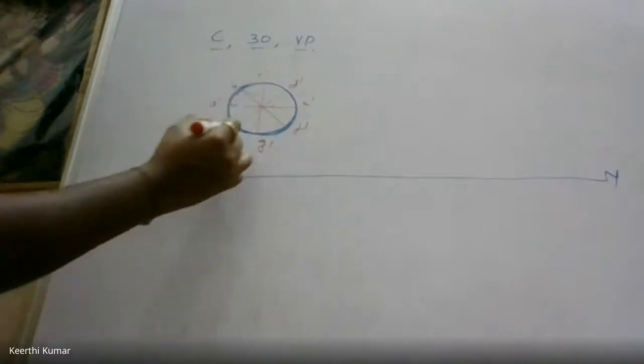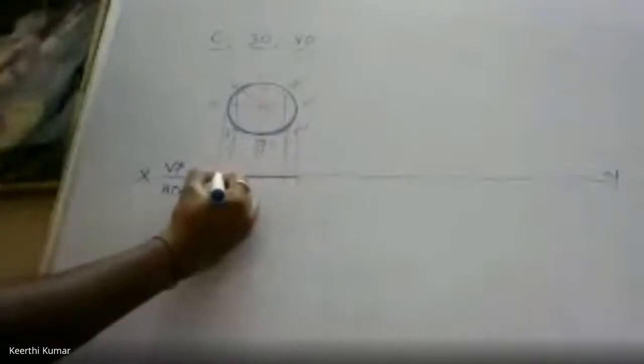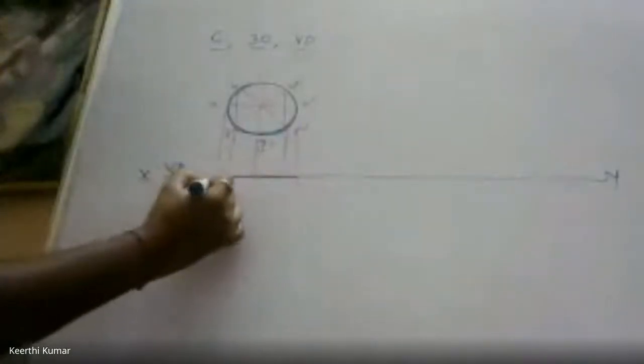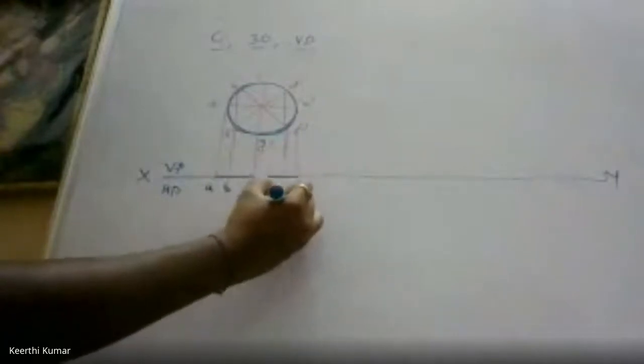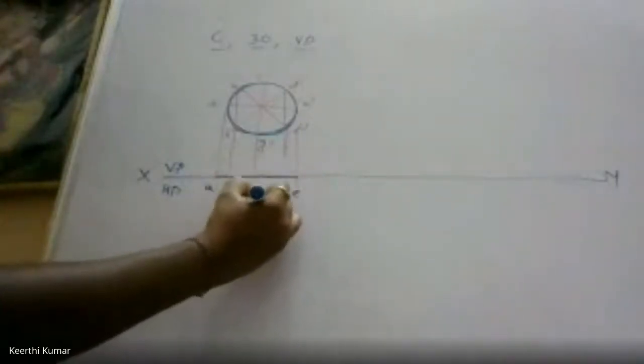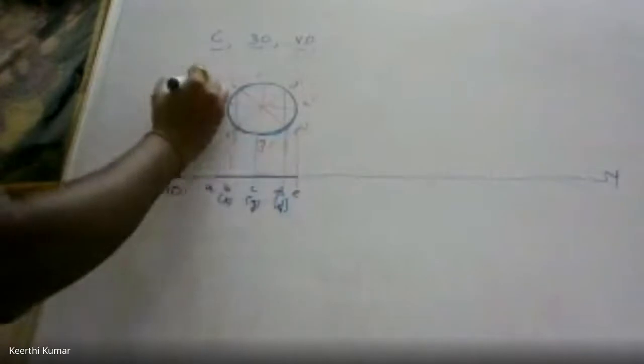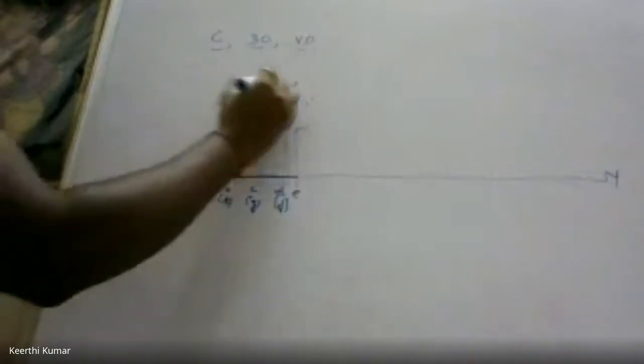Take the projection. Next, in the top view, how will it look? It will look like a line. The lamina will look like a straight line. Name this A, B, C, D, E. Here it is F, G, H. You show the diameter once somewhere here.